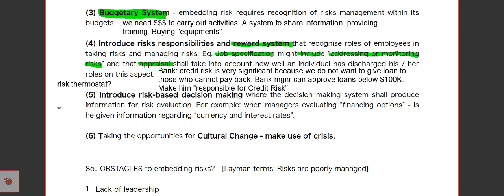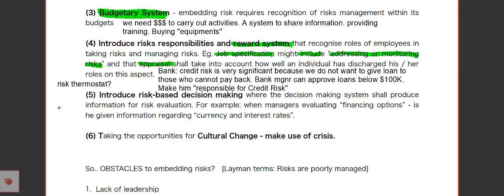All right. Now, we can also introduce risk-based decision making. The whole idea of risk-based decision making is, for example, you have a decision making system which allows the staff to do risk evaluation. If you read the notes, I say if you want managers to evaluate financing options, you need to make sure that he has information about currency, about interest rates, so he has access to information.